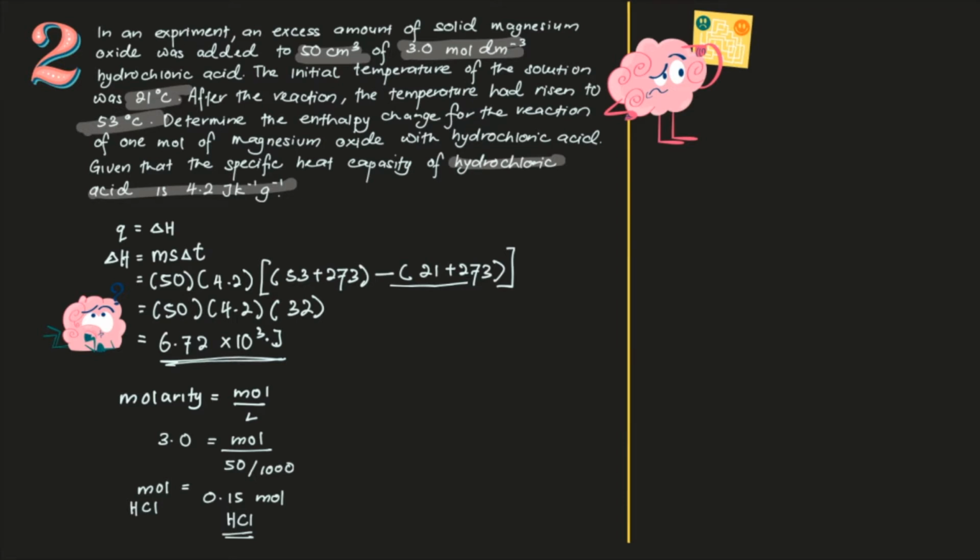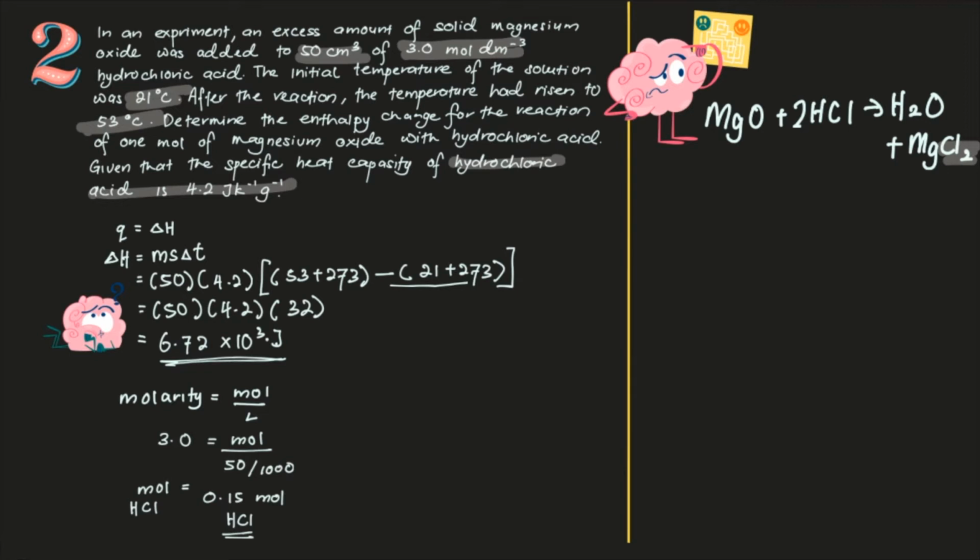Alright, the next step that you need to do is write the balanced equation between the magnesium oxide and the hydrochloric acid. Basically, magnesium oxide will react with HCl to produce water and magnesium chloride. From here you can see that you have 2 chlorine, right? So to make it balanced, we need to put 2 around here.